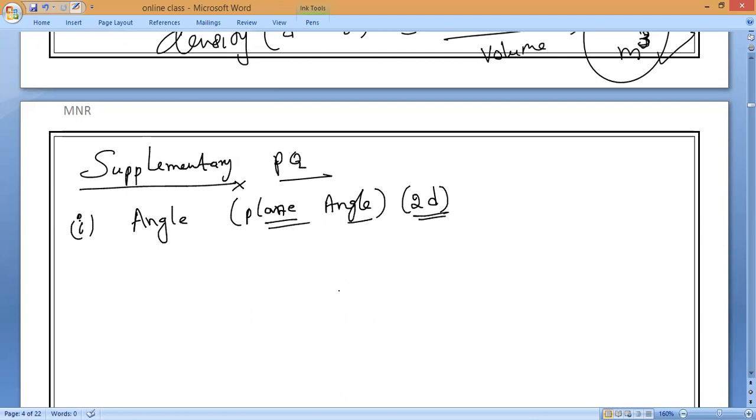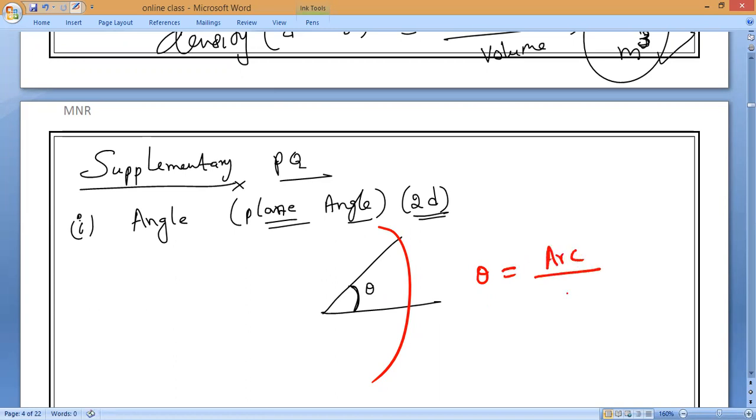If I am saying plane angle, what do I mean by that? Suppose this is the plane, and I draw an arc like this. The angle between these, what is this called? Theta. Is it yes or no, everybody? Now I will draw one arc here. Now, what is this theta? Theta is equal to, keep in mind all of you, theta is equal to arc divided by radius.